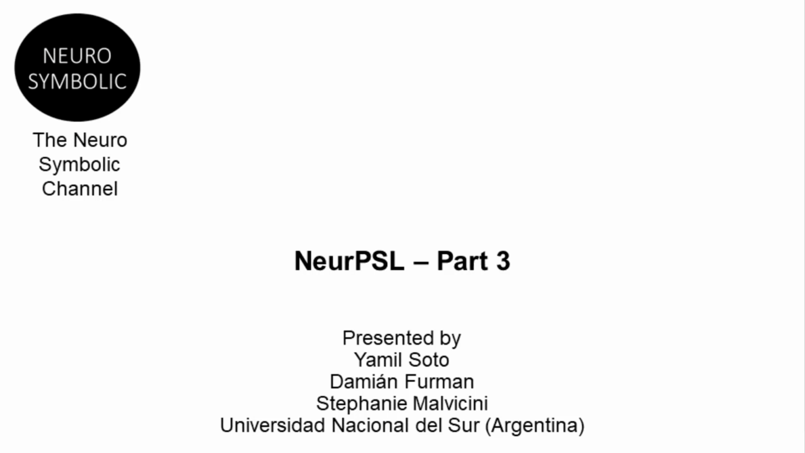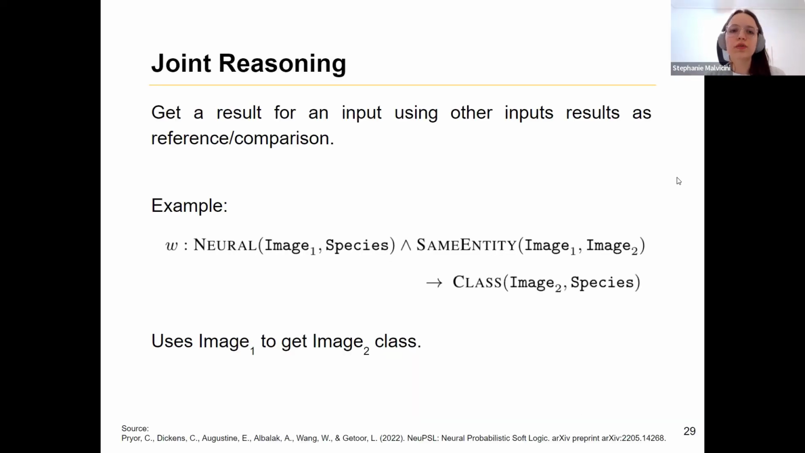Okay, so now I'm going to talk a little bit about chain reasoning and how we can use it in neurosymbolic energy-based models. We can see chain reasoning as a form of getting a result for an input using other inputs' results as a reference. For example, in this rule that we already saw in Damian's explanation, to get the class for image 2, we use the results from image 1.